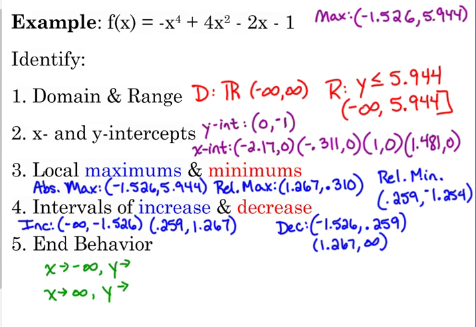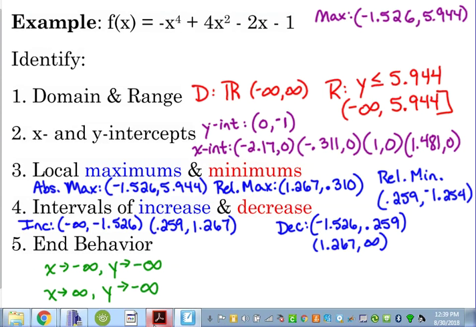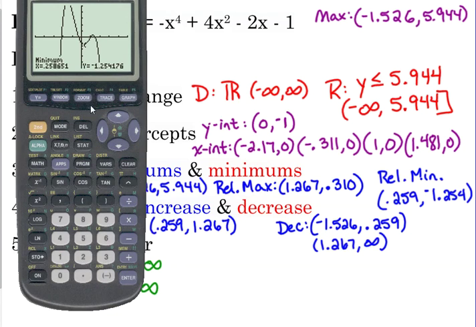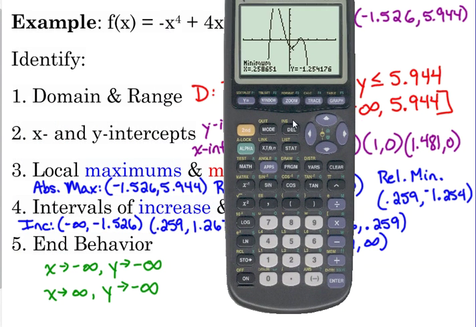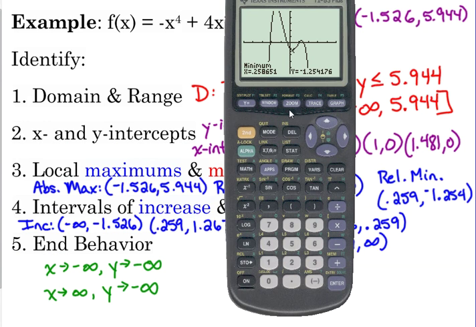Even degree, so they're going the same direction. It's negative x to the 4th, so it's facing down, so they're both going to negative infinity. You, of course, have your calculator right now. You can confirm that by looking at the graph, but again, I would practice it before I graph it and look at it, okay? All right, any questions about anything that I did in the calculator?